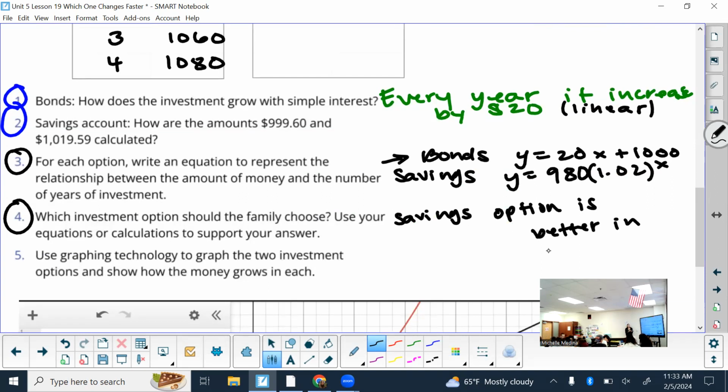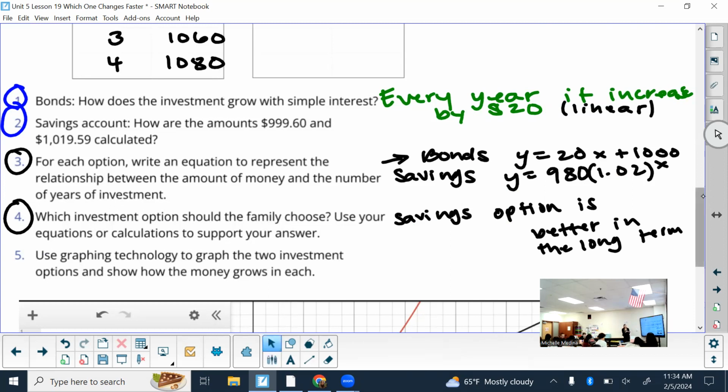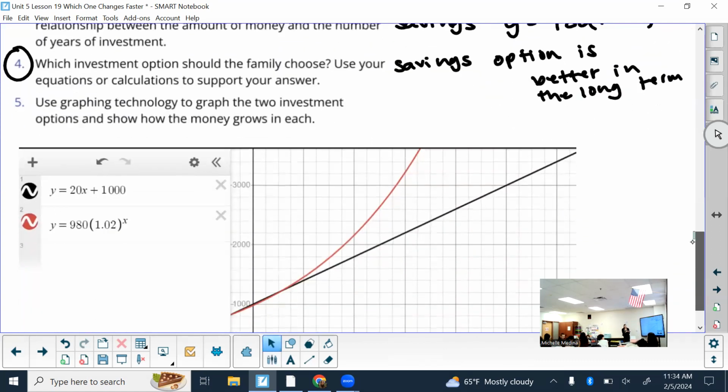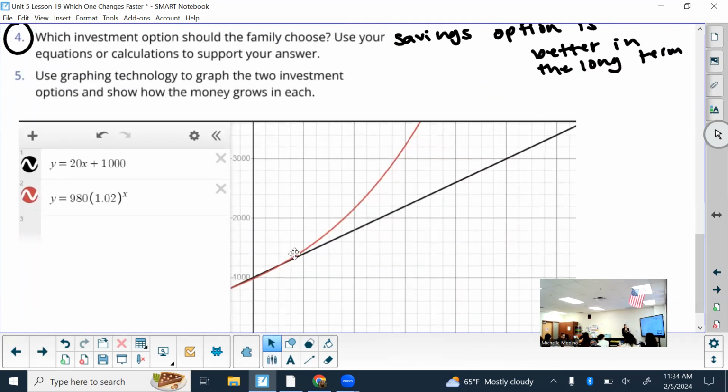So if the question on your test was after 18 years, you would have to plug in 18 for the x in both and just see which one gives you more money. It might be the linear, it might be the exponential. If you had to guess, I would say exponential, because exponential functions always will surpass the linear at some point. So if you graph it, even though it takes some time, the exponential will always surpass the linear.